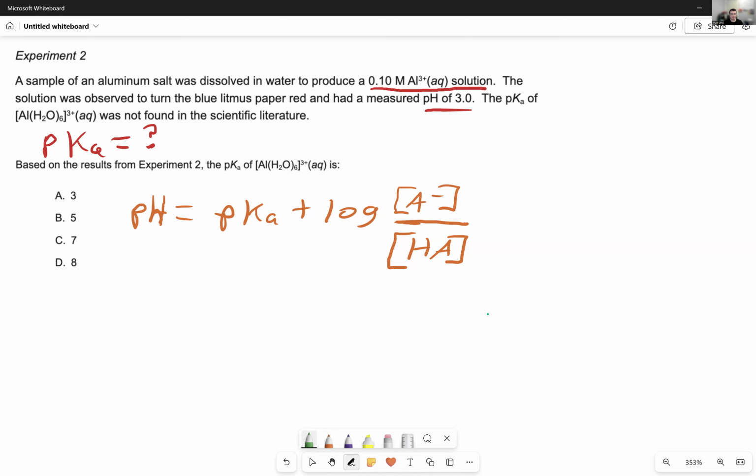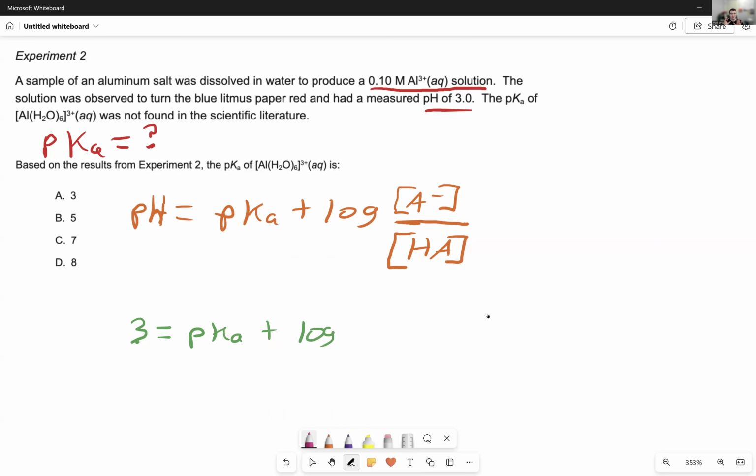So there's a lot of different variables here, but let's just break it down into smaller chunks and fill in what we got. So we have the pH, they gave that to us, that's awesome. So we have 3 equals pKa plus log, and then what are we going to do about this A minus over HA here?